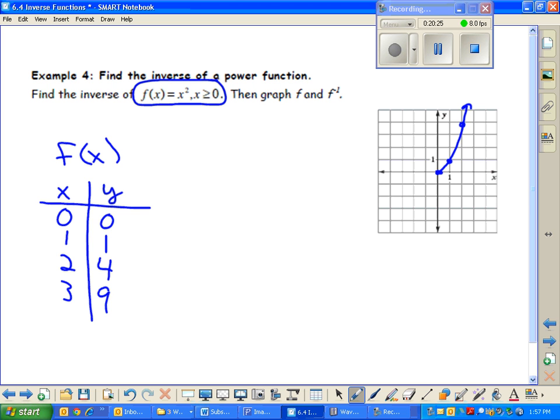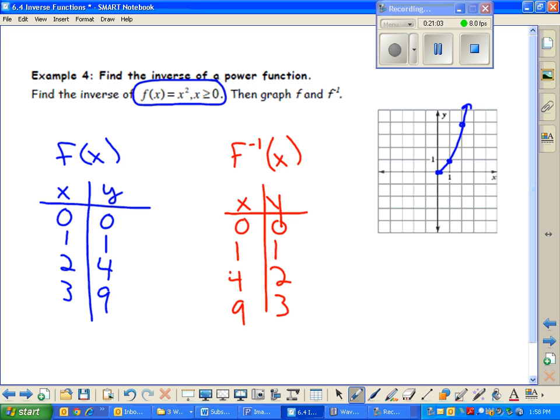To get the t-chart for the inverse, super duper easy. If you want to get the t-chart for the inverse, remember the title of today's lesson is just all about switching x and y. So all you're going to do is interchange the columns of your t-chart. That's it. Well, it doesn't look like much when you do the first couple points, because if you swap out 0, 0, you still get 0, 0. And if you swap out 1, 1, you still get 1, 1. But if you swap out 2, 4, you get 4, 2. And then if you swap out 3, 9, you get 9, 3. So check it out.